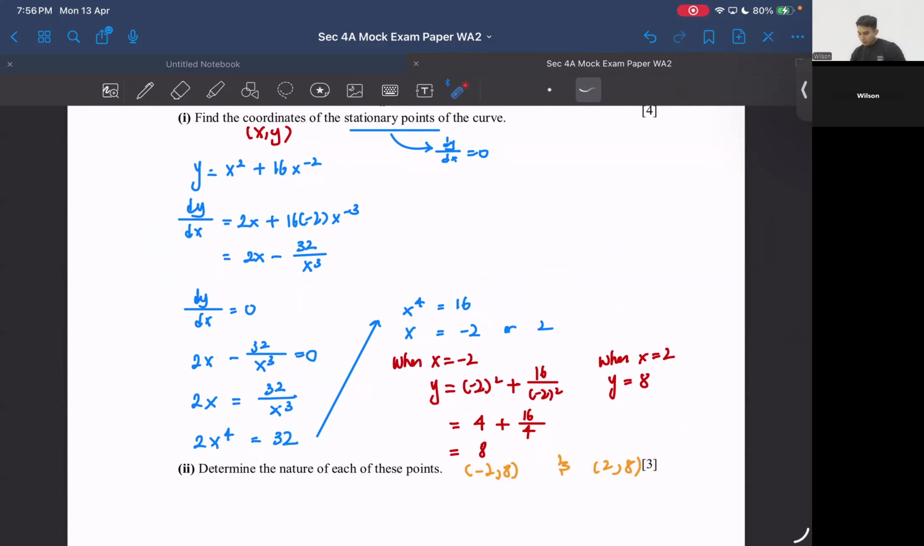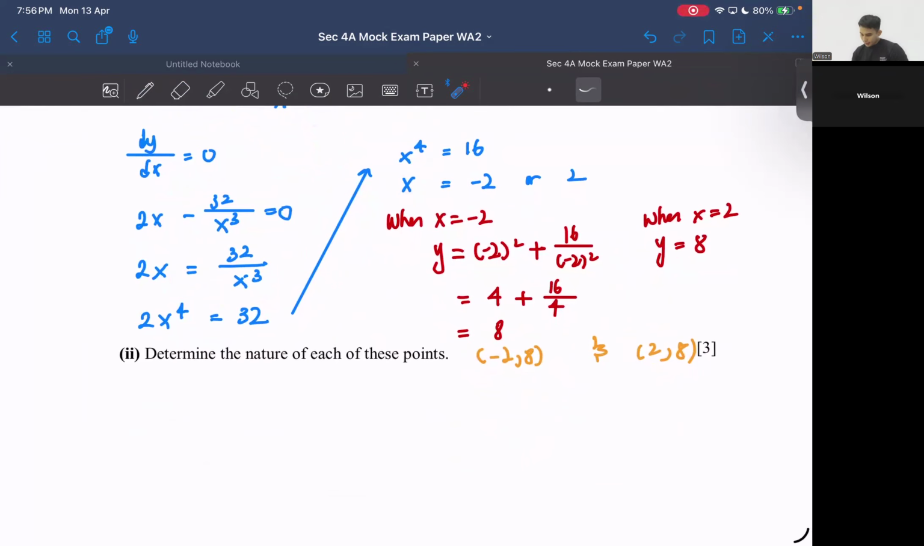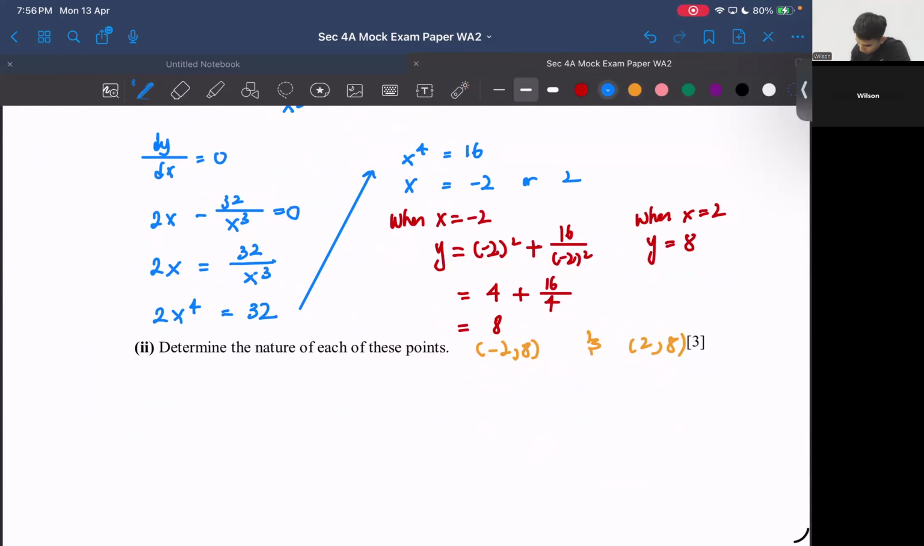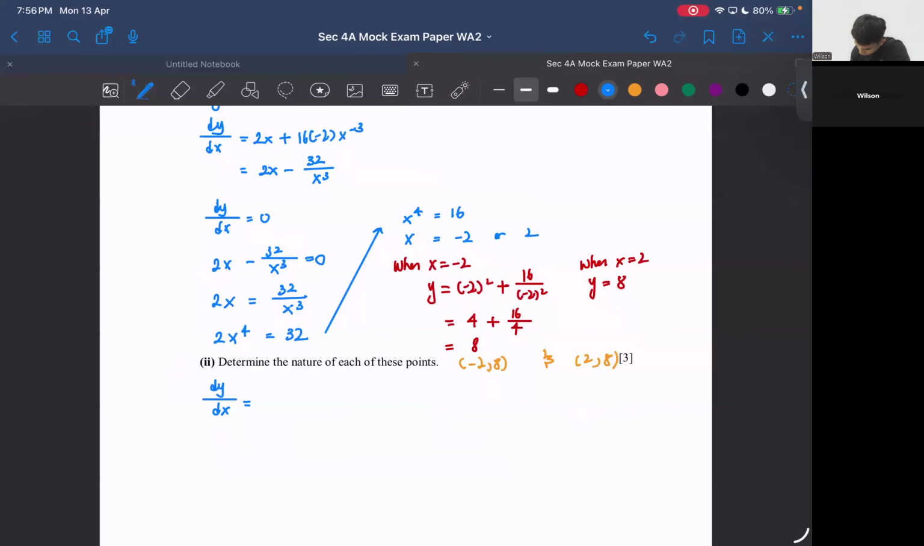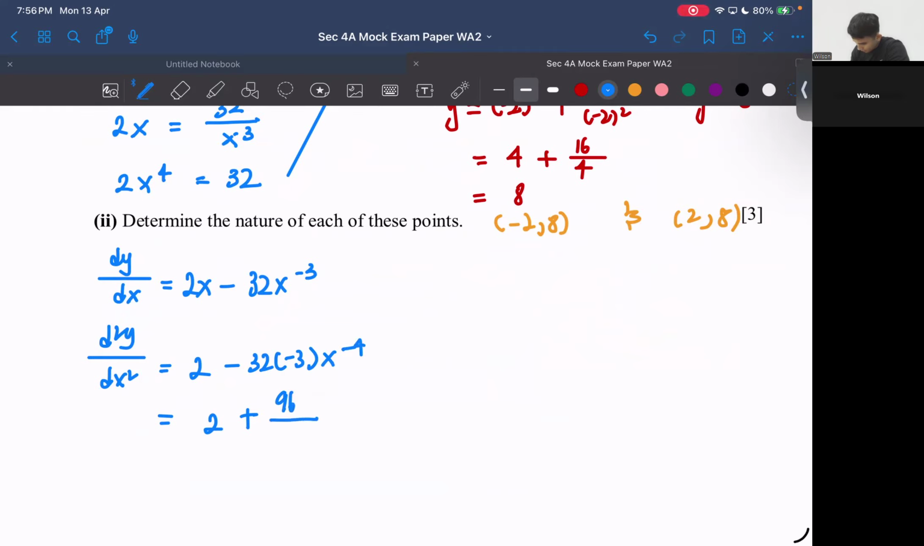Now, determine the nature of this point. Yan Hao, what should I be doing? Second derivative test. So, if my dy over dx is equal to 2x minus 32x to the power of negative 3, my d square y over dx square is equal to 2 plus 96x to the power of negative 4, so 96 over x to the power of 4.